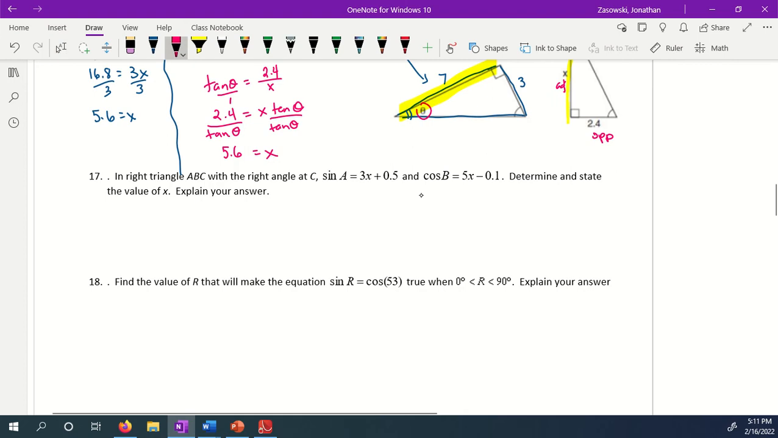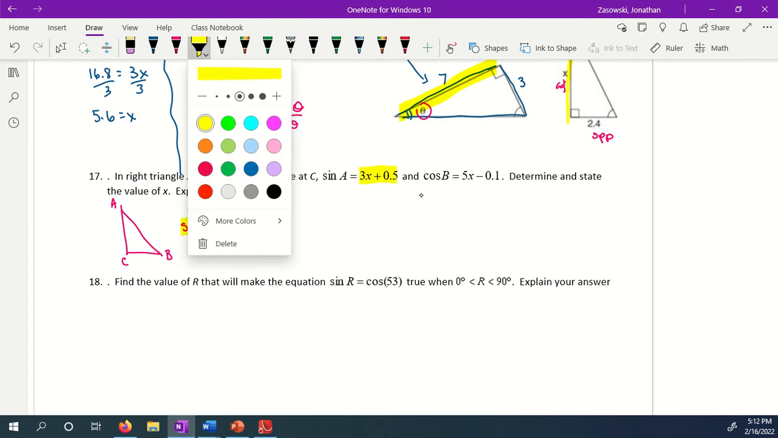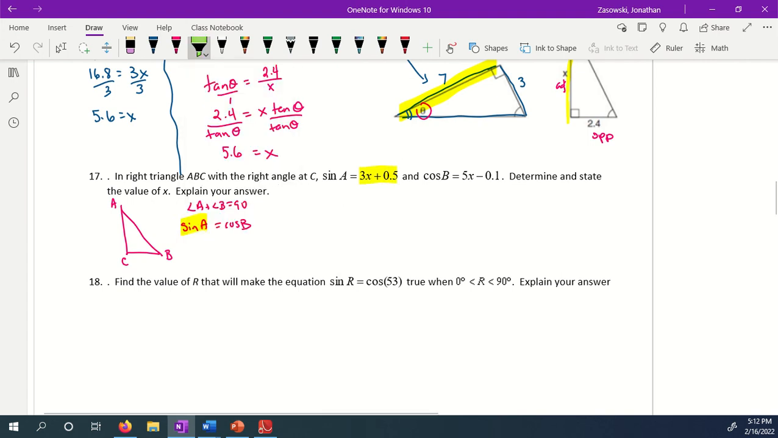Okay, number 17. Remember, we have a right triangle, ABC, with a right angle at C. We had a question similar to this one the other day. So if we know that angle A plus angle B is equal to 90, then we know that the sine of A is equal to the cosine of B. And remember, the sine of A is this expression, and the cosine of B is this expression. So all we're going to do is set these two expressions, 3x plus 0.5 equal to 5x minus 0.1, and solve.